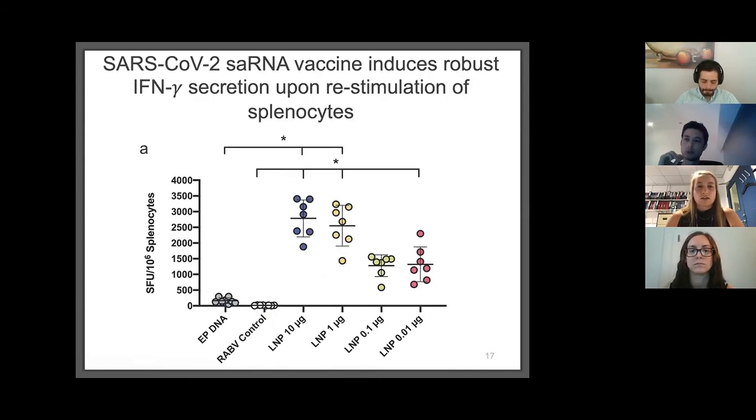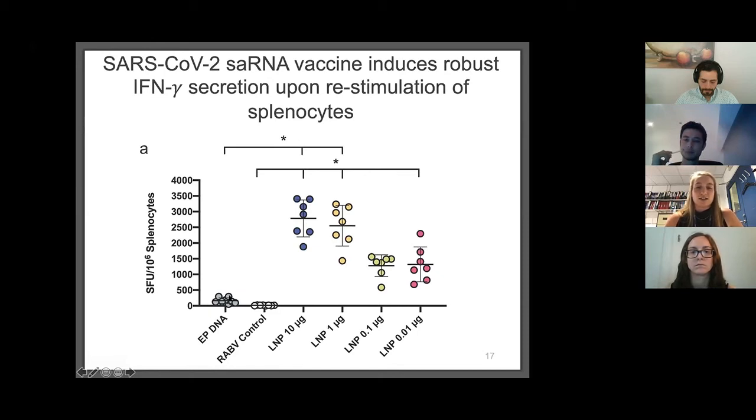So we also characterized the cellular response. At the end of the study, we removed the splenocytes and were able to re-stimulate them with peptides from the spike protein and then look at how much interferon gamma they secrete upon re-stimulation. What's really interesting is that the electroporated DNA looks like it's really low. It's about 250 spot forming units per million splenocytes, which is actually a pretty good response.